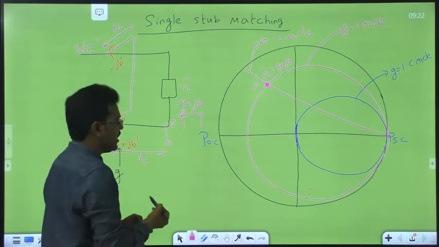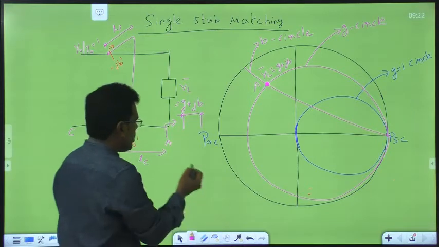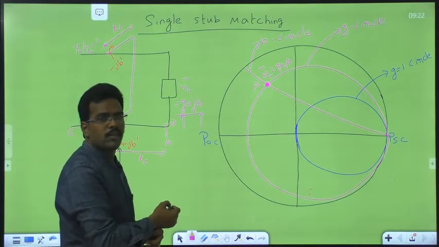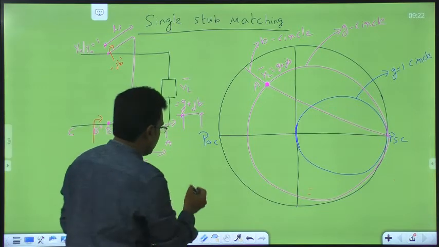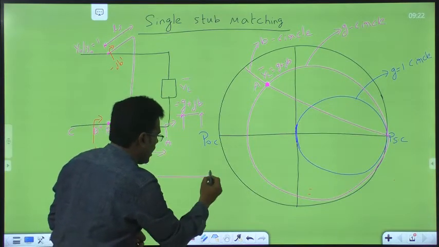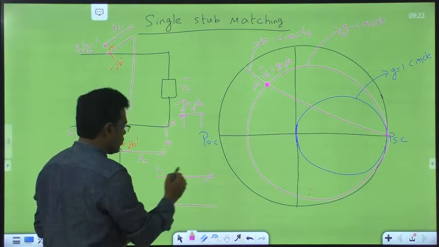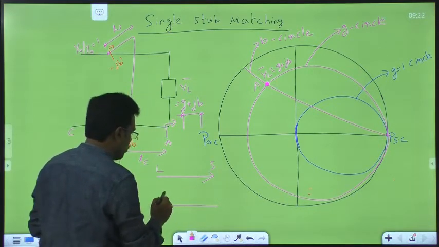What is the second step? Moving on a transmission line is the same as moving on a constant VSWR circle, right? Therefore, we already saw this point in the previous class, whether it is from load to source or from source to load.